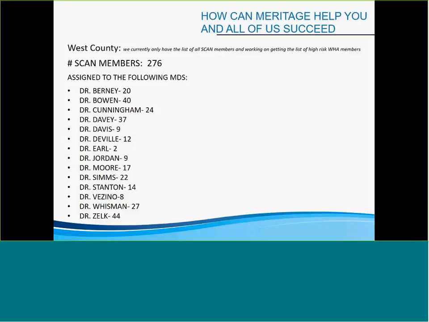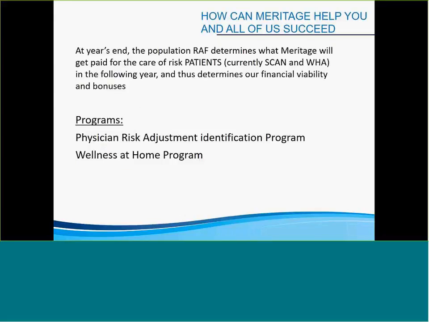So you have 276 SCAN members, which is a piece of change. Dr. Zelk and Dr. Bowen are the winners. So we have pulled all your charts. Our coding specialists have looked at them and put together what they think are appropriate diagnosis codes for you. All right. How can we succeed at this and not torture you too much? It is important that the RAF at the end of the year determines what Meritage gets paid for the care of these risk patients and allows us to continue paying for them in the future.